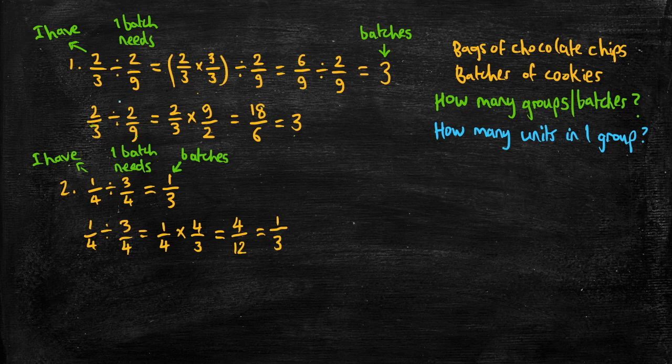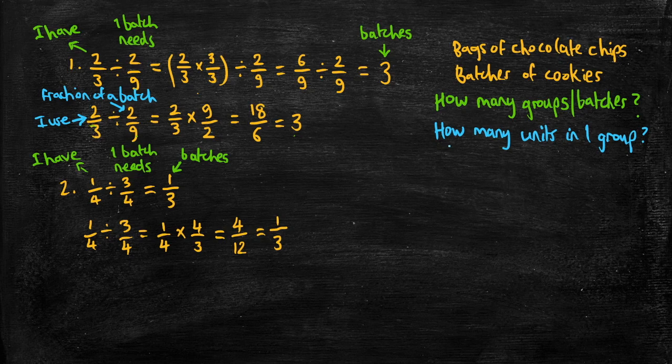This time, the 2/9 represents the fraction of a batch of cookies that's the 2/9 that I can make with 2/3 of a bag of chocolate chips. Okay, so I use 2/3 of a bag of chocolate chips to make 2/9 of a batch of cookies.